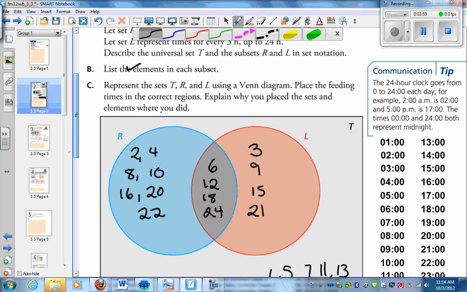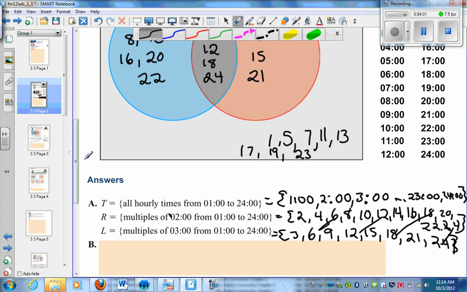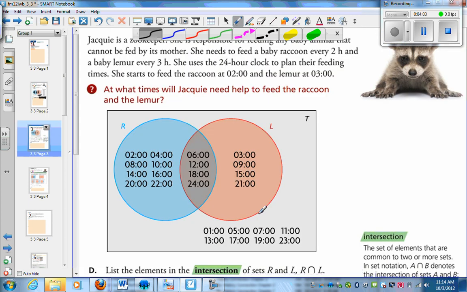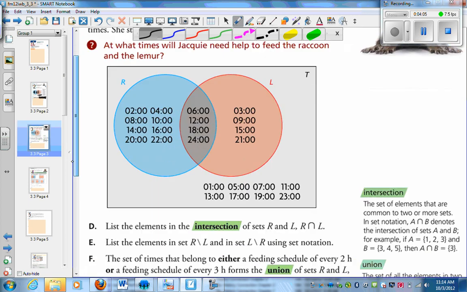Represent using the Venn diagram. Yep. So that looks good. I think I have it on the next page typed out really nice. That looks much better. Okay.